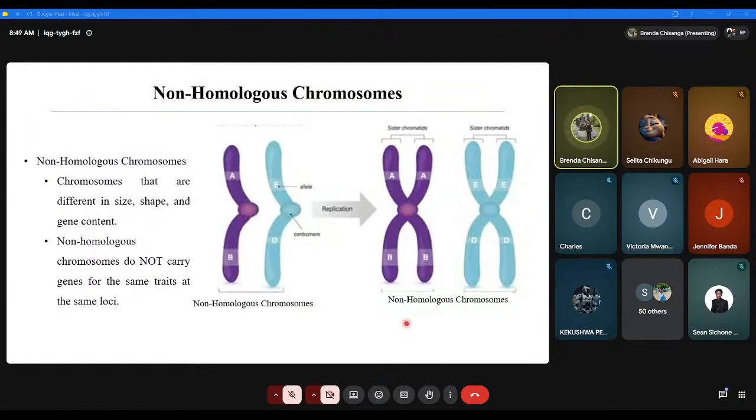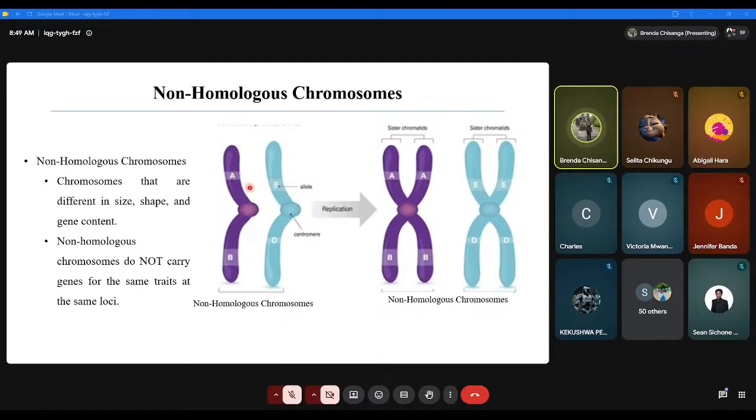I wanted to use the next slide to talk about non-homologous chromosomes. Now, if we have understood what homologous chromosomes are, then explaining what non-homologous chromosomes are should be easy. For example, you have this chromosome here. At this position, it is carrying a gene for, let's say, height. This other chromosome is carrying a gene, maybe, for color.